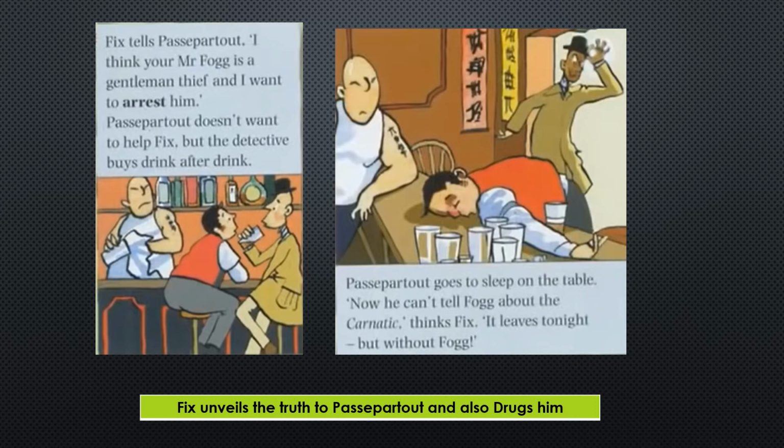Now he can't tell Mr. Fogg about the Carnatic, thinks Fix. It leaves tonight, but without Fogg. So now Mr. Fix has a plan to arrest him.